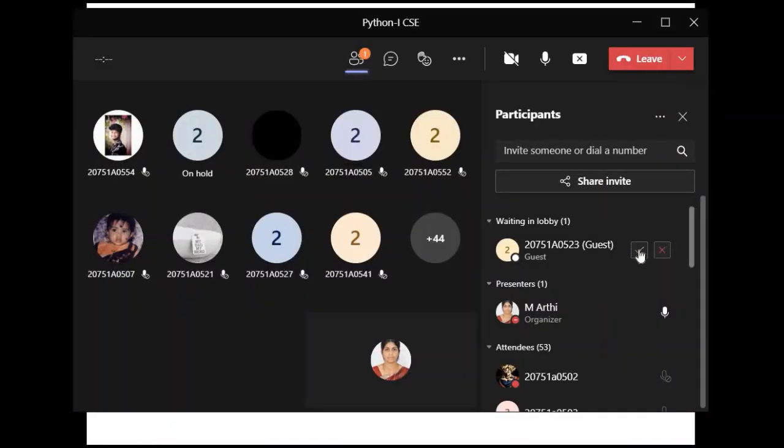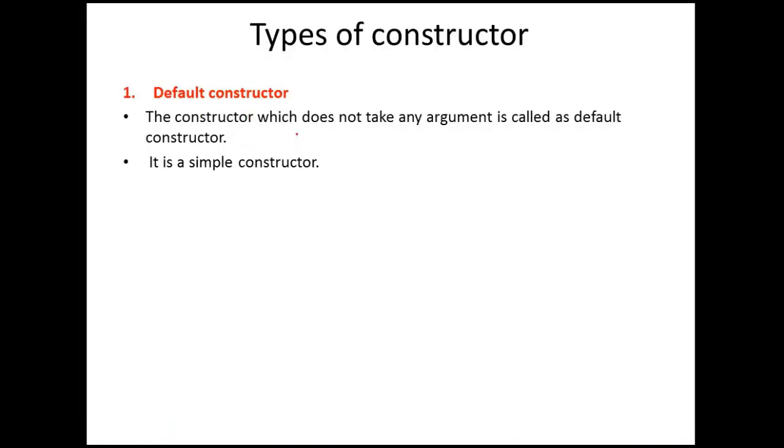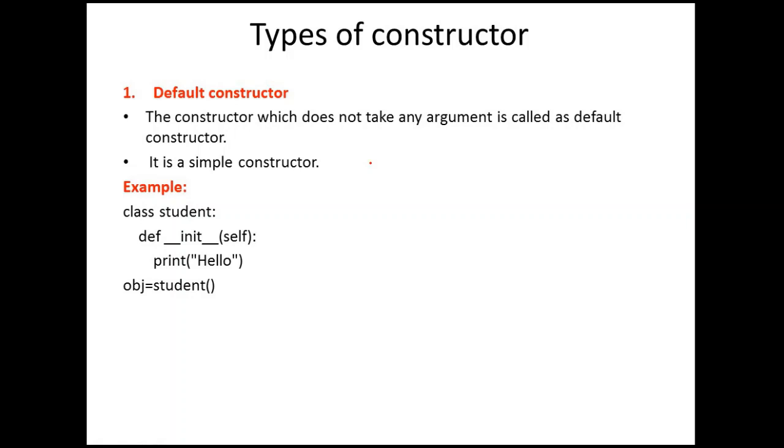So here, the default constructor does not take any argument. The constructor which does not take any argument is called a default constructor. Already we know that all the methods have the self parameter, so we are not considering that as an actual parameter. If your init method does not have any parameter or argument, we call such an init method a default constructor, and it is a simple type of constructor.